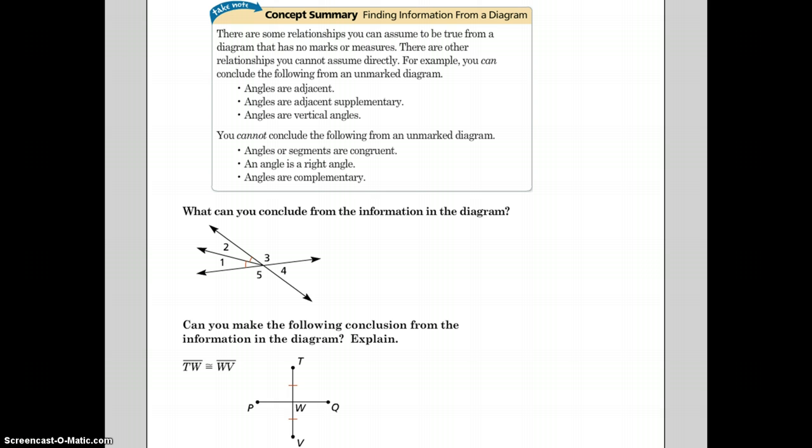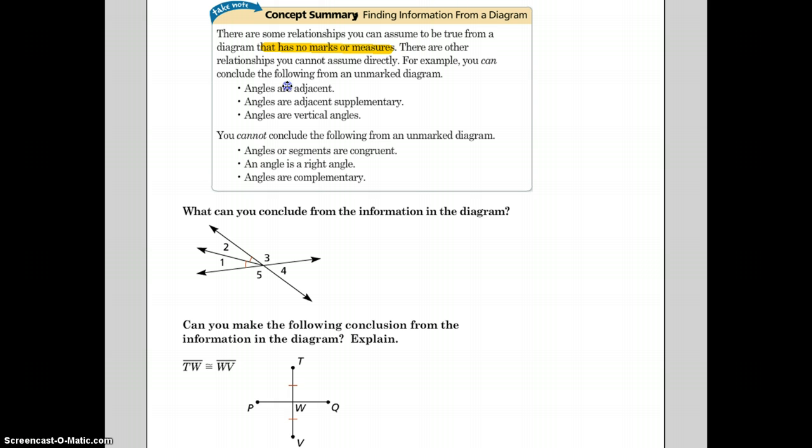One thing that will be helpful is looking at pictures and making sure that you can process them. And here's some things that you need to be able to do by looking at a picture. You need to be able to figure out some relationships. There are some relationships you can assume to be true from a diagram that has no marks or measures. Otherwise you kind of have to be told. So we're looking for things with no marks and no measures. I was hoping to get my highlighter pen. There we go. No marks, no measures.